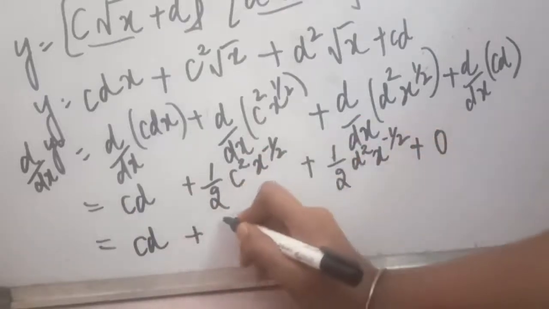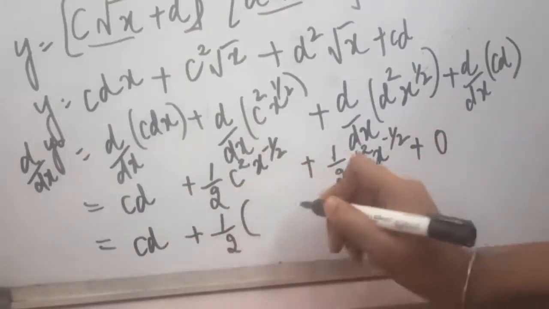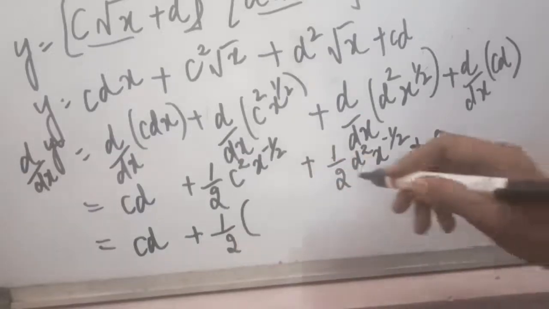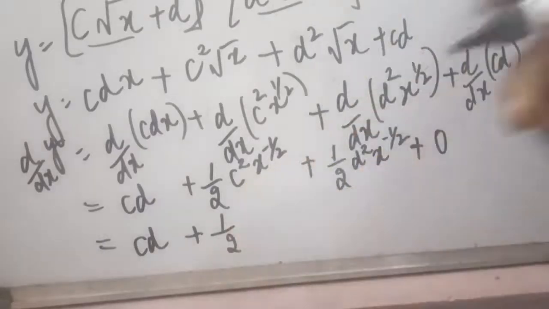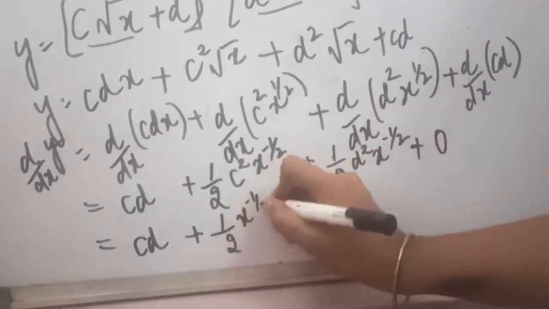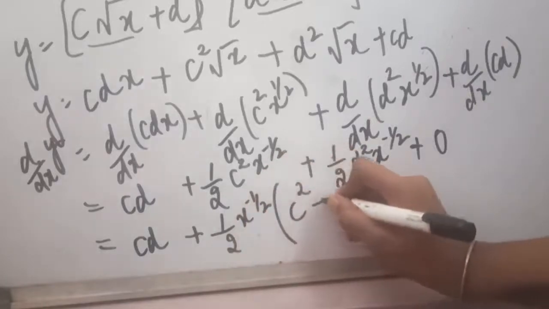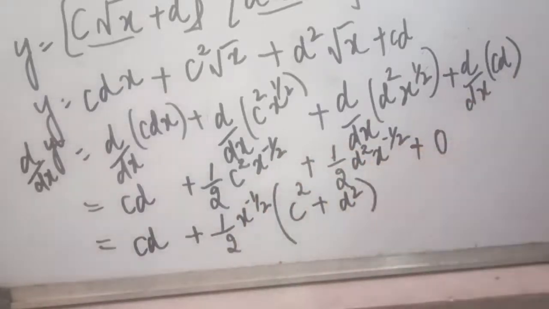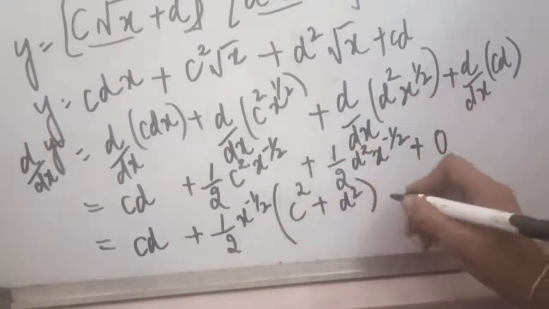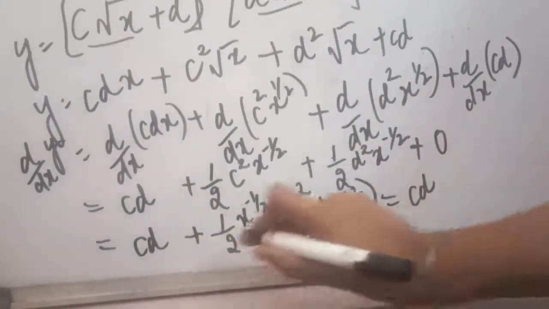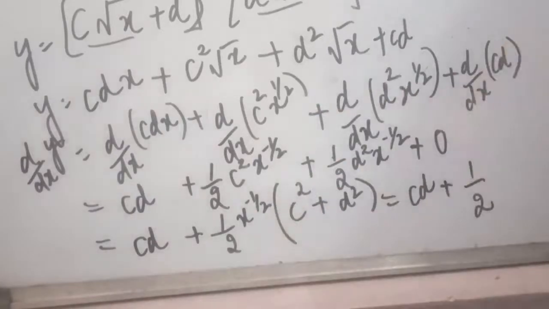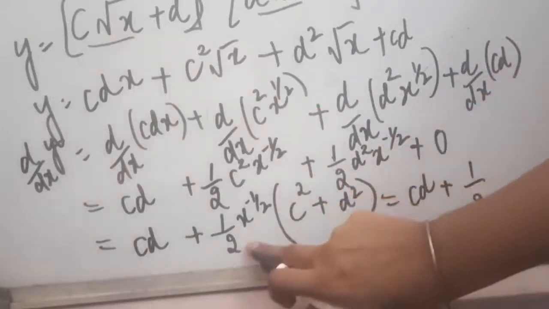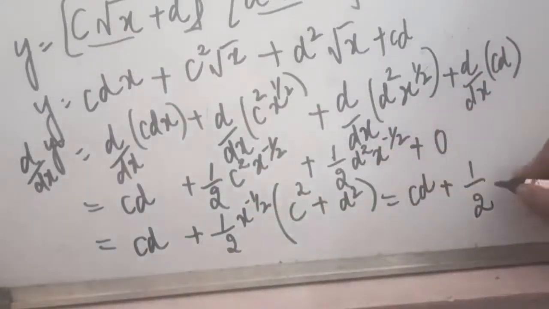From here we can take half common. If we take half common, and x power minus half also can be taken common, we are left with c square plus d square, and this 0 we will just leave. We can leave the question here or we can write it like this. cd will be at its own place plus half. So x power minus half, it means if we keep this x below, it will be x power half. So here we can write 2 under root x.